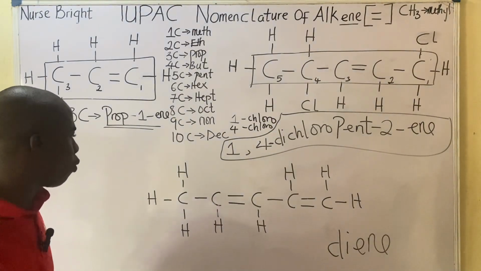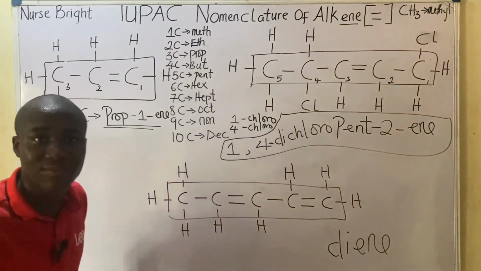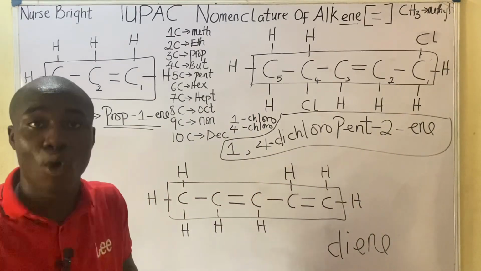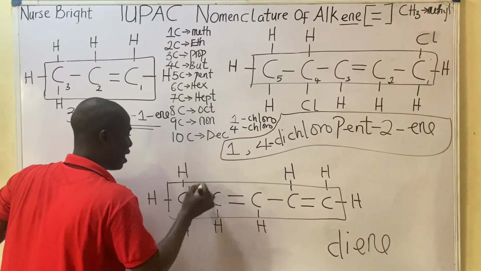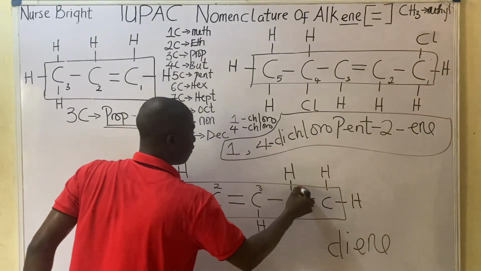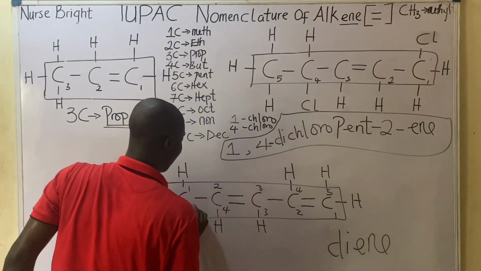And also, what do we do normally? We must make sure that we identify the longest continuous carbon chain. After identifying, you number in both directions. Okay, let's number forward first: 1, 2, 3, 4, and 5. Here, 1, 2, 3, 4, and 5.